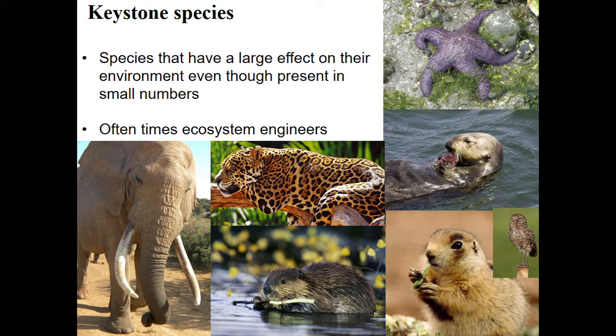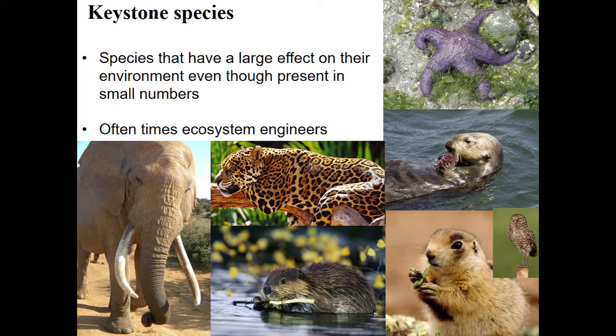So keystone species are species that have a high impact on their environment, even though they're usually present in smaller numbers. They're called ecosystem engineers a lot of the time. So elephants will come by and eat plants, and then they'll create pathways through the bush so that other animals can get through to other areas they wouldn't normally be able to get through to. Elephants also make dung, which is good for dung beetles. And they guard water holes, which is really important.